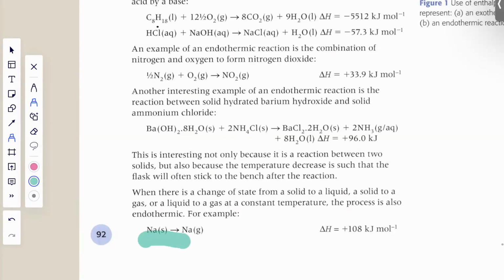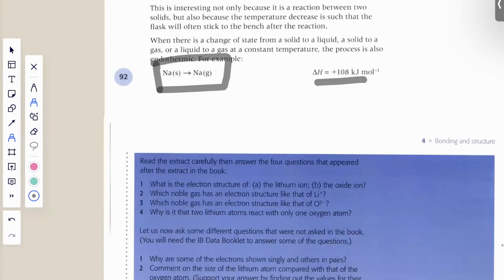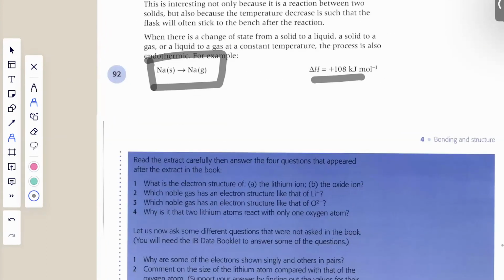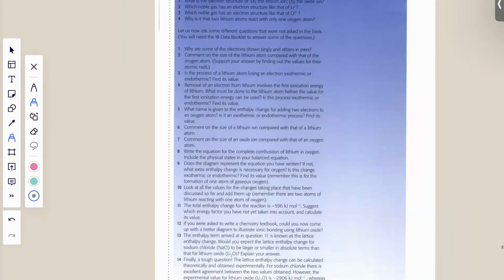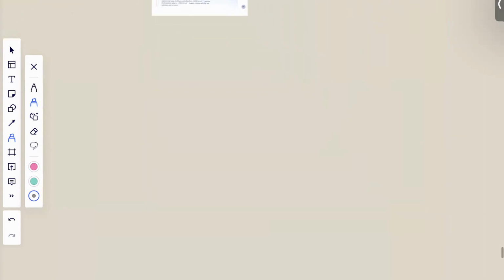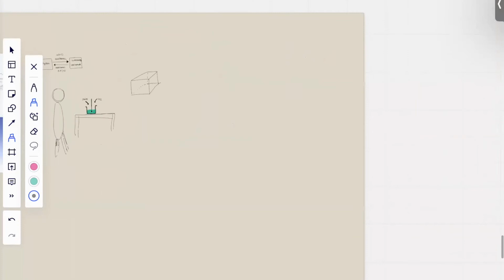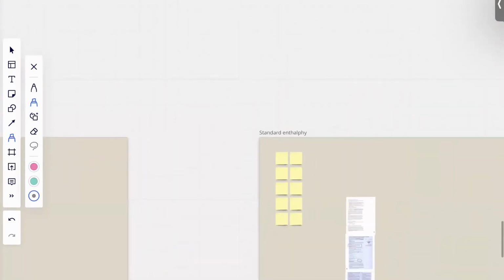This is an example of physical process. This is not chemical process. You just heat up the sodium until it turns into gas. So you calculate the delta H. Okay. So that's the first part, the calculate the delta H.